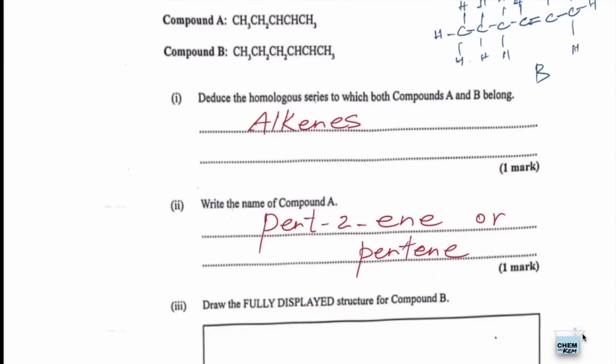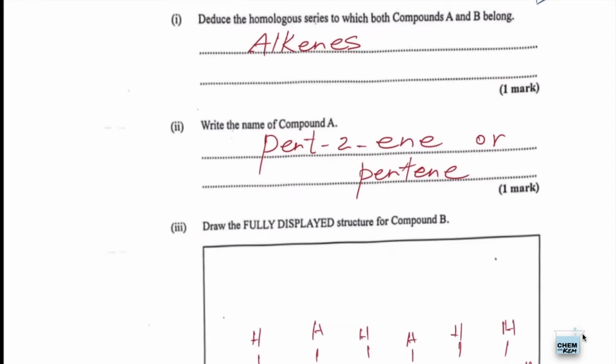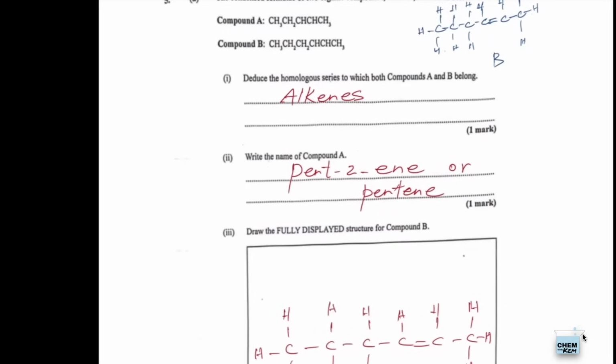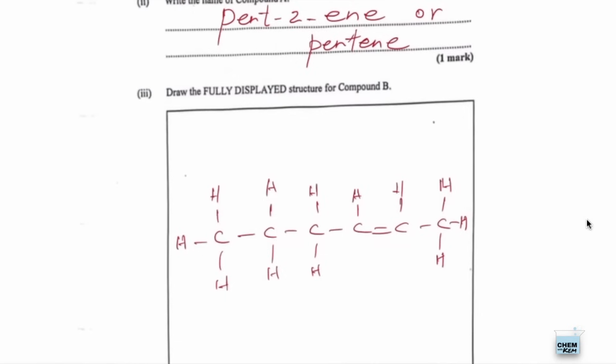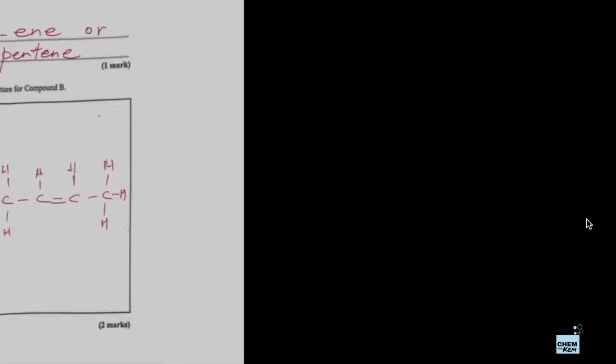And then they want the fully displayed structure of compound B. So we're going to just draw it like we've outlined it. There's a CH3, so we spread it out, and carbon must always be taking part in 4 bonds, never 5. It's tetravalent. So CH3, CH2, then another CH2, then CH, and another CH, then CH3. So that is that. 2 marks for that.